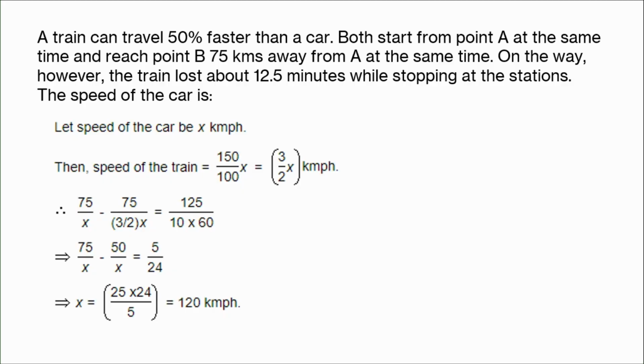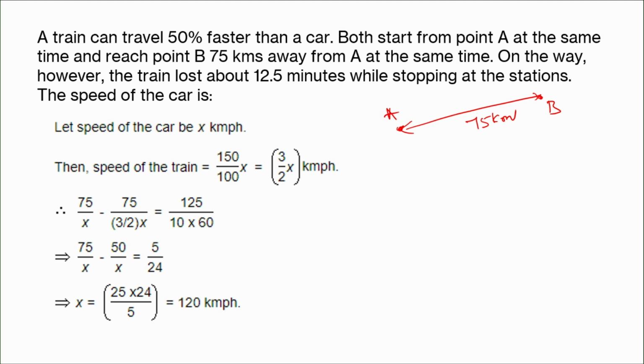A train can travel 50% faster than a car. Both start from the same point A and reach the point 75 kilometers from A at the same time. So, this is the point A and this one is the point B. The distance between these two points is 75 kilometers. On the way, the train lost about 12.5 minutes while stopping at the station.